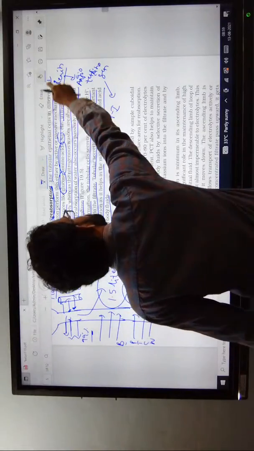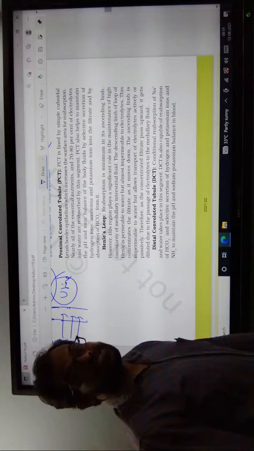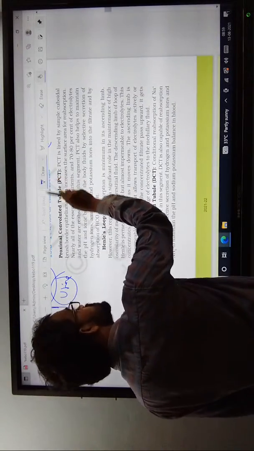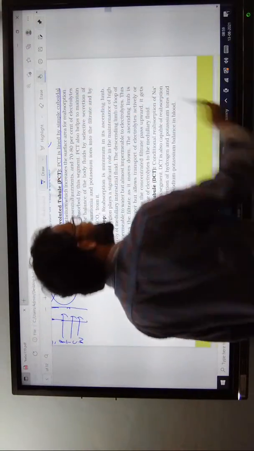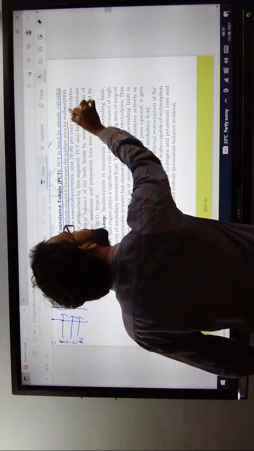Ionic balance. Now, the proximal convoluted tubules. The PCT is lined by simple cuboidal epithelium.